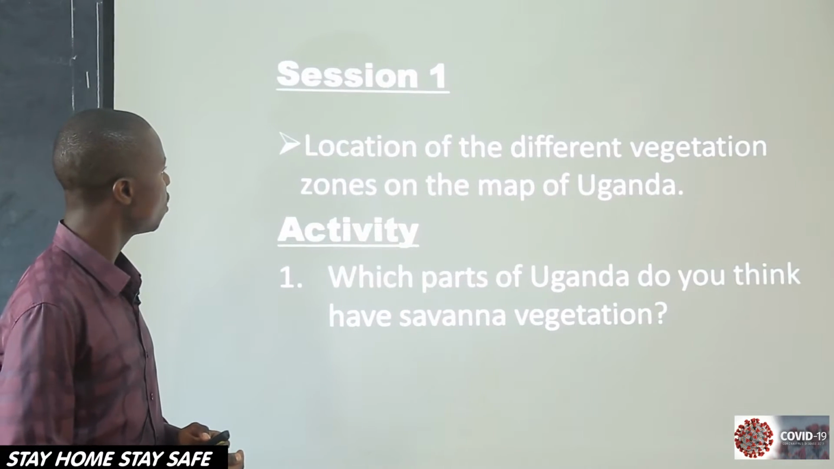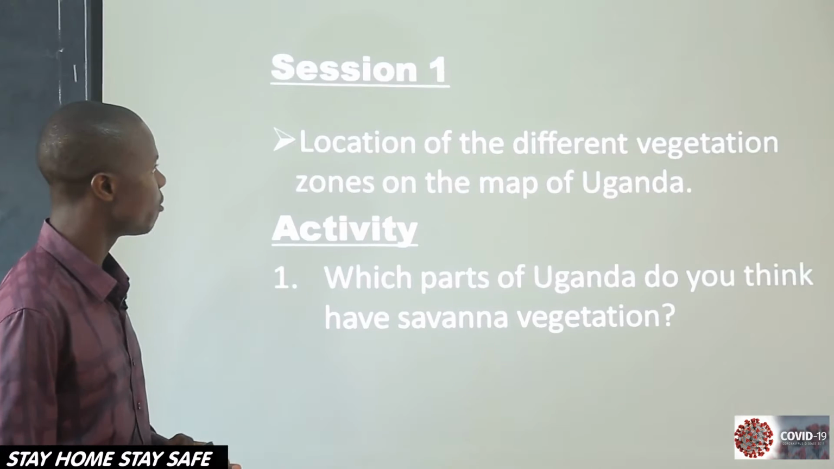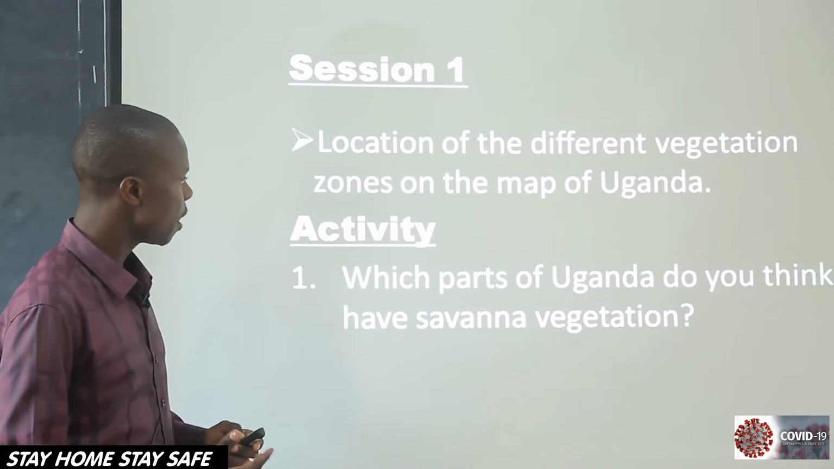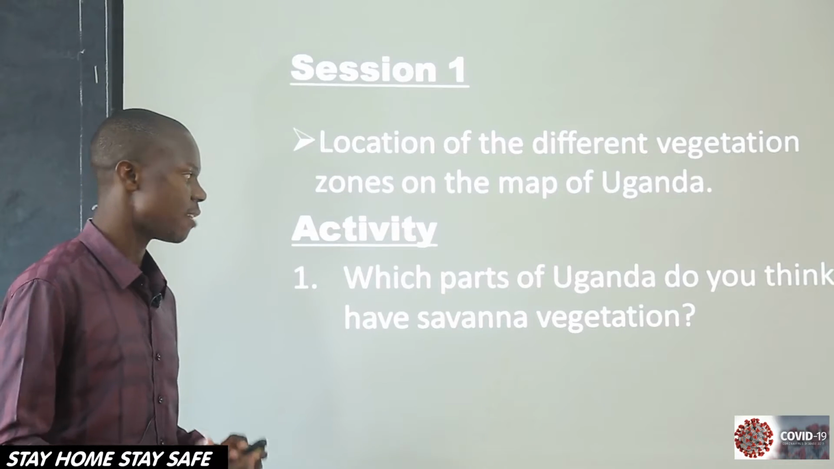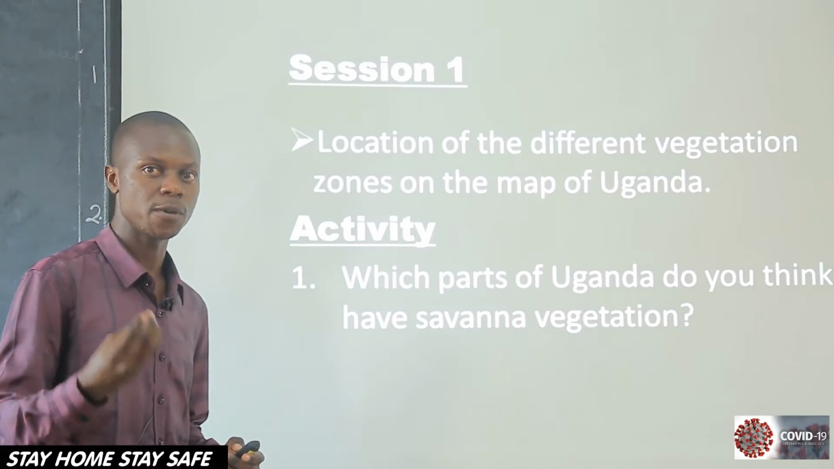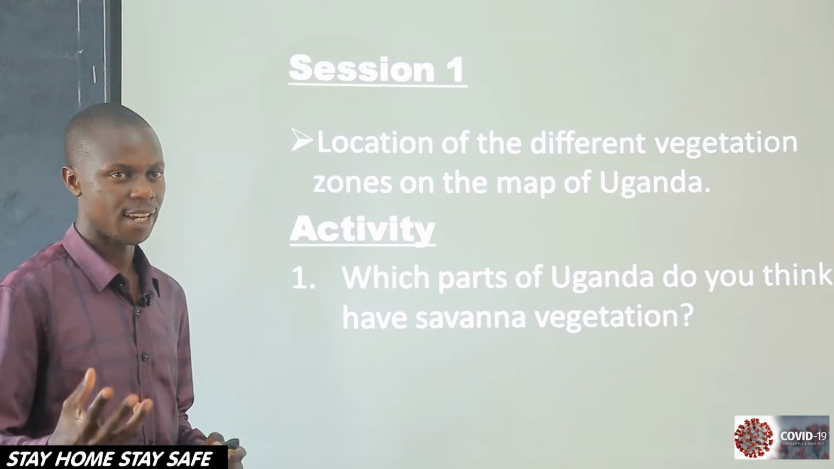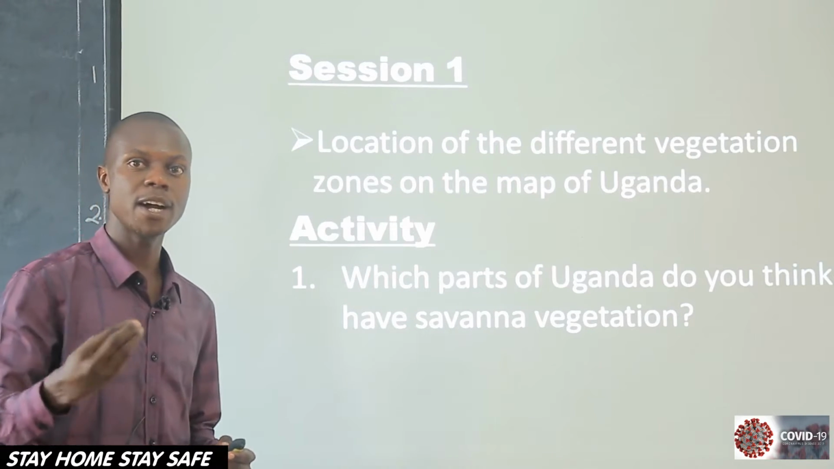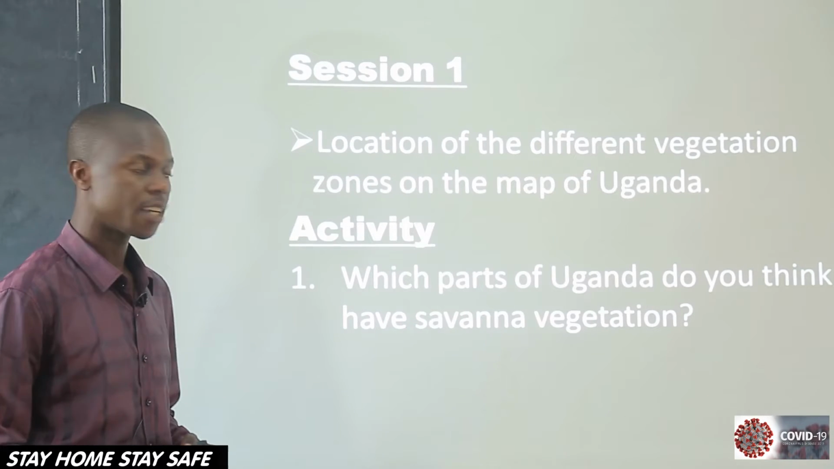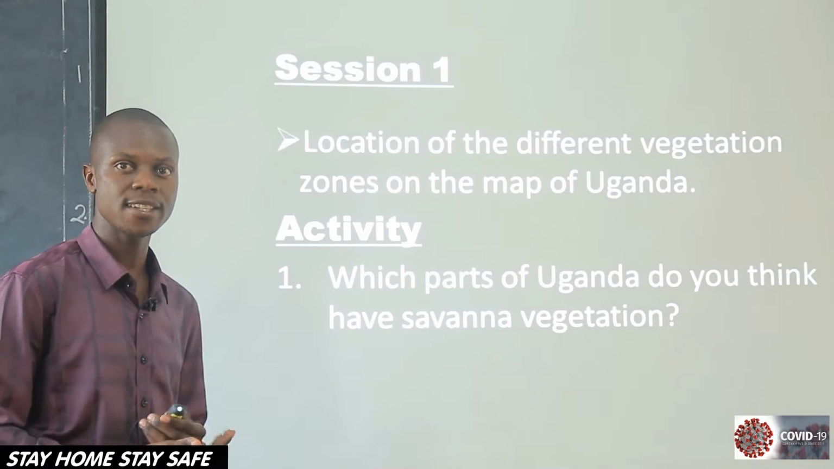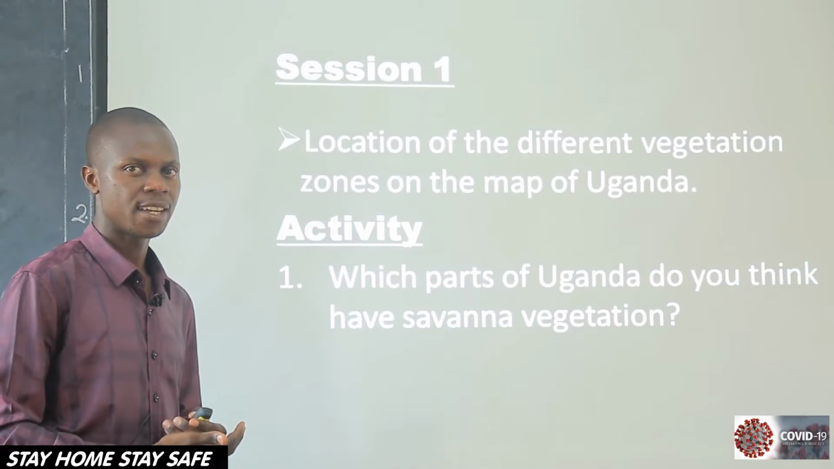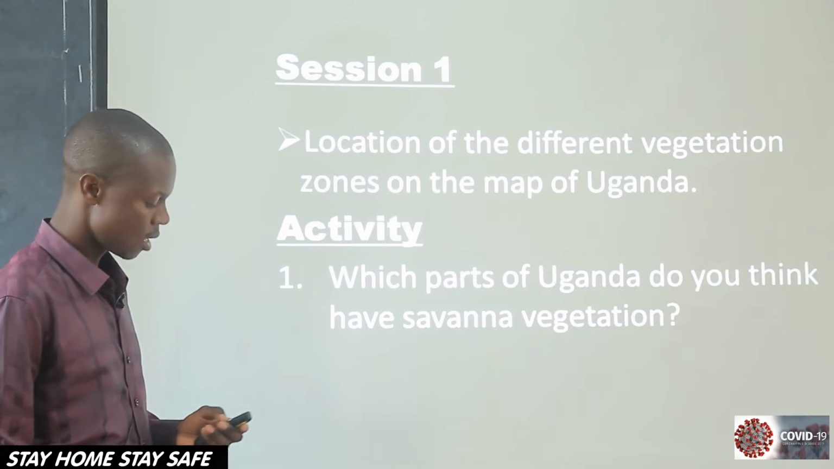And in this session, we are going to look at the location of the different vegetation zones on the map of Uganda. So which parts of Uganda do you think have savanna vegetation? You looked at how savanna vegetation looks like in our previous lesson. So which parts in Uganda do you think receive that type of vegetation? Can you quickly think about those places? You've moved around Uganda, you've been to different places. Can you identify them?